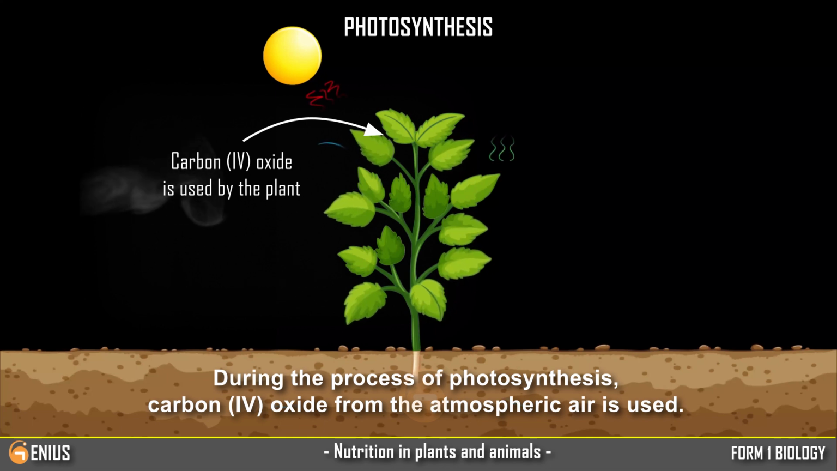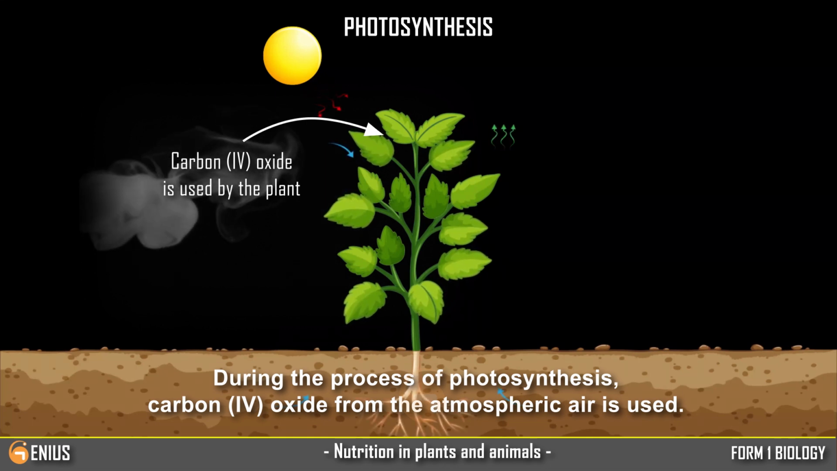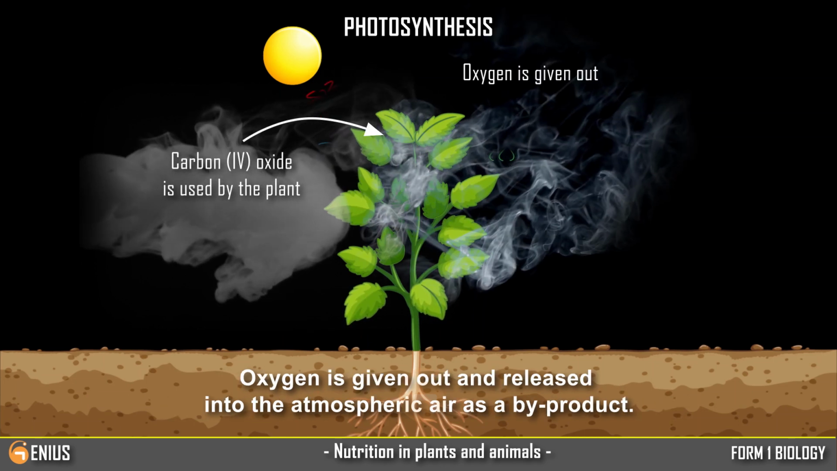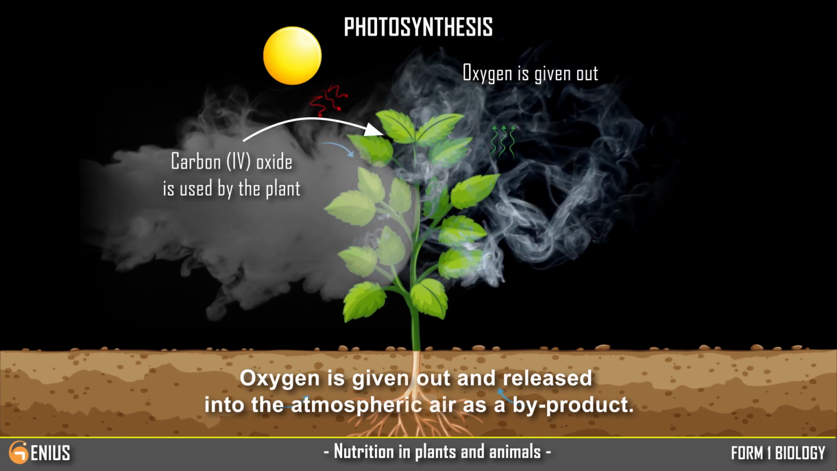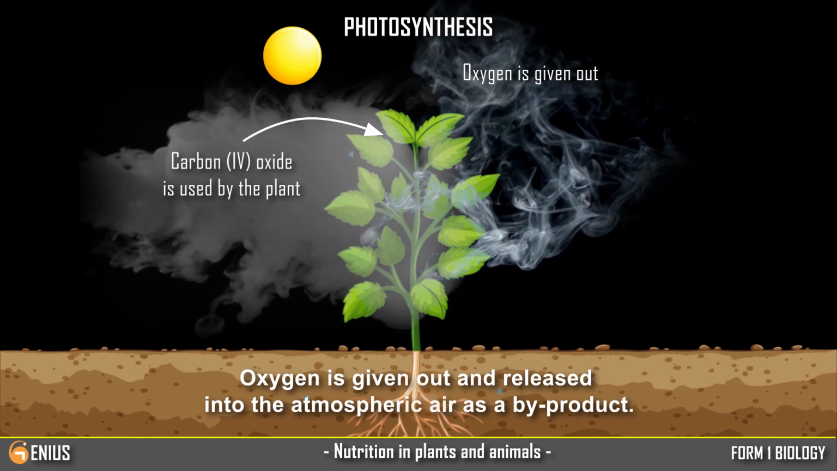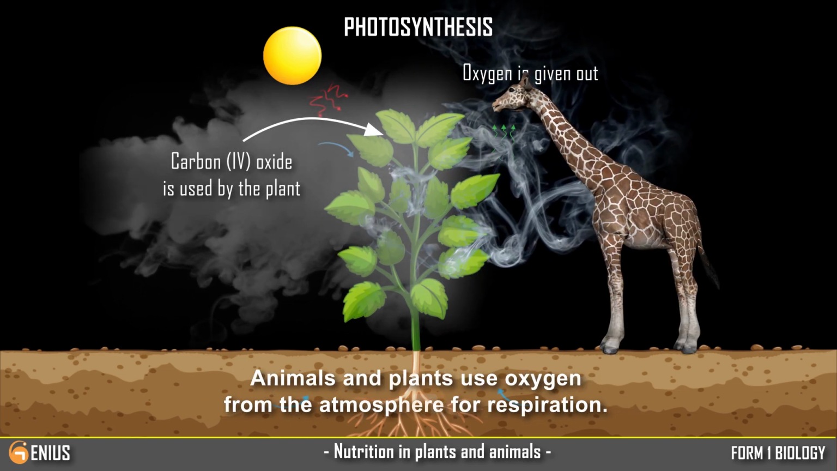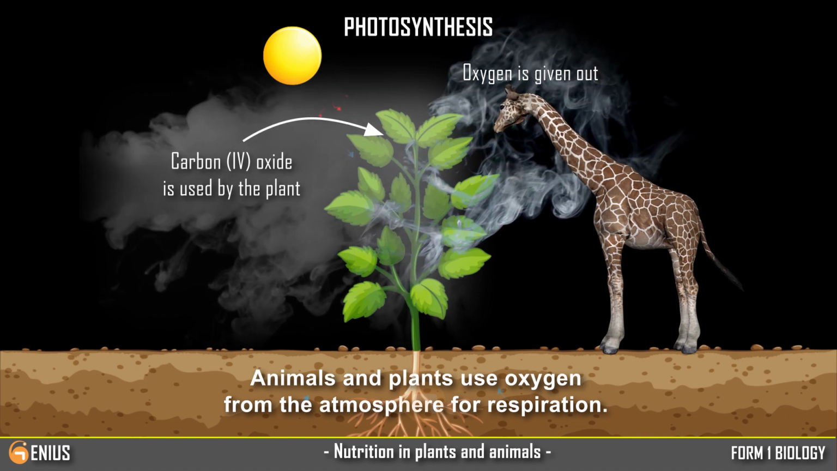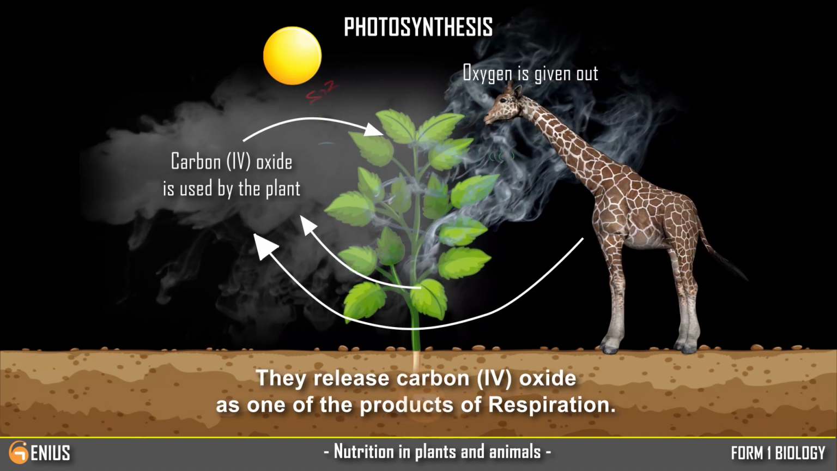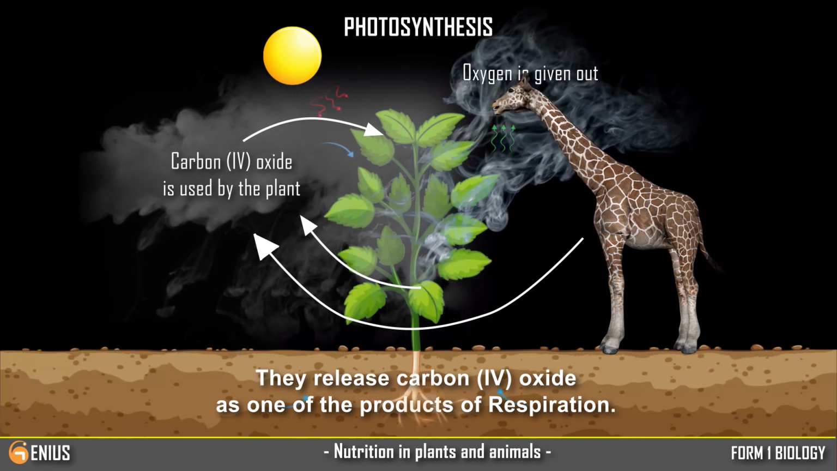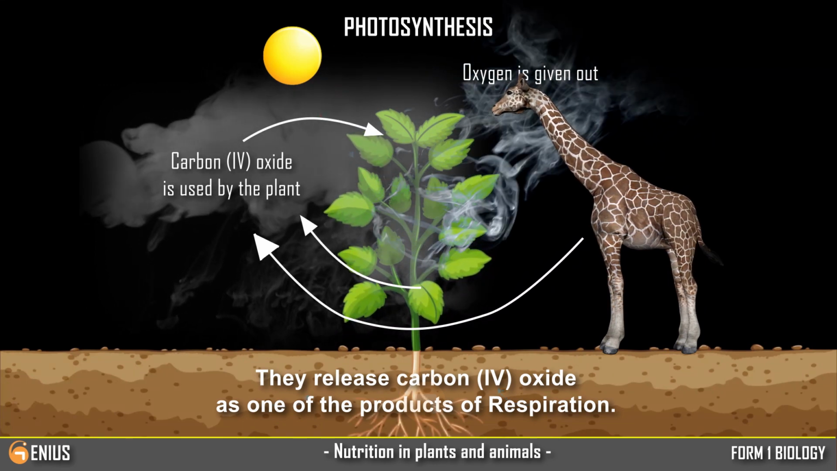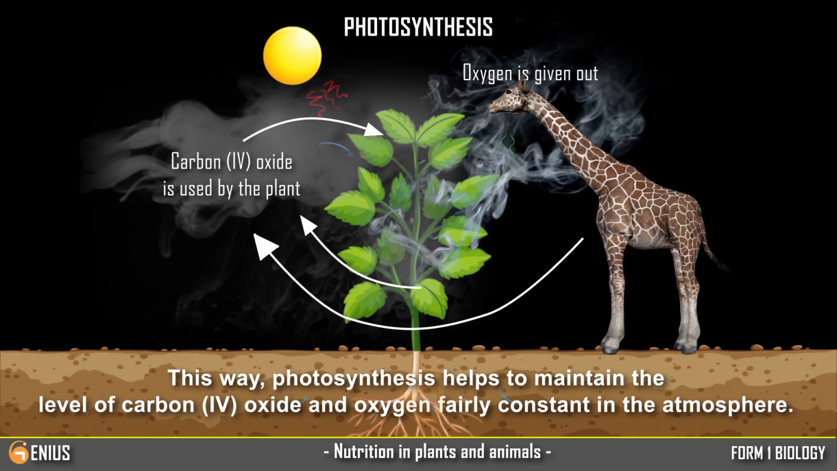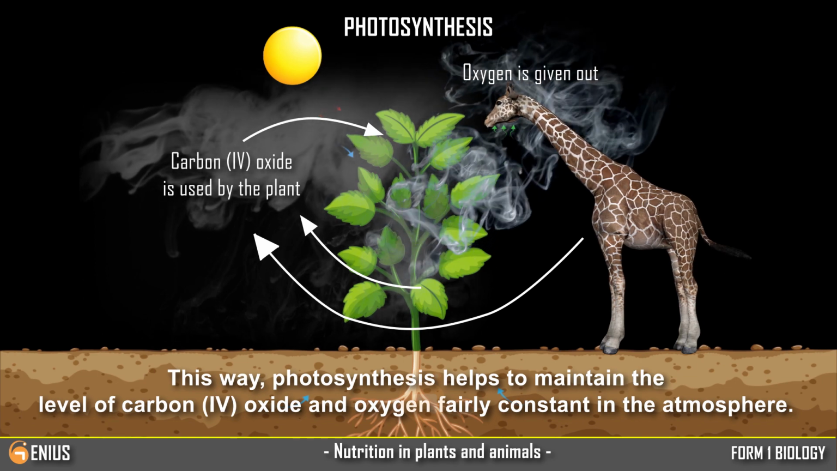During the process of photosynthesis, carbon dioxide from the atmospheric air is used. Oxygen is given out and released into the atmospheric air as a byproduct. Animals and plants use oxygen from the atmosphere for respiration. They release carbon dioxide as one of the products of respiration. This way, photosynthesis helps to maintain the level of carbon dioxide and oxygen fairly constant in the atmosphere.